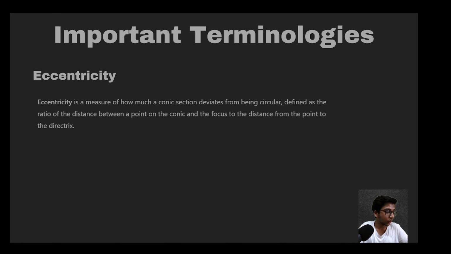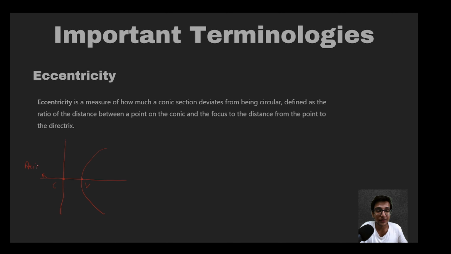Now if I were to look at eccentricity, eccentricity is nothing but the ratio of the distances PF and PM. So let's take a parabola again for an instance. Let's say this is my parabola, this is my vertex, this is my center, this is my axis.